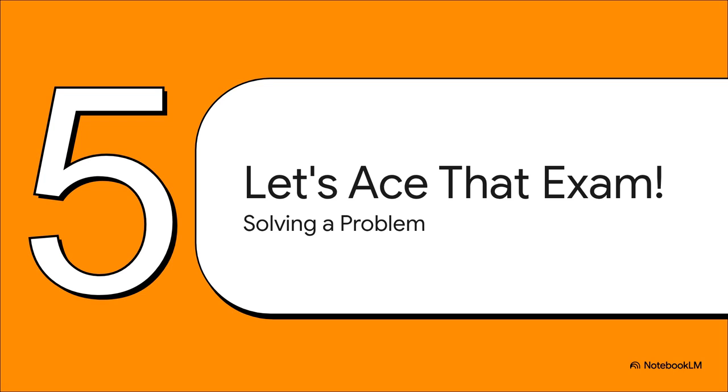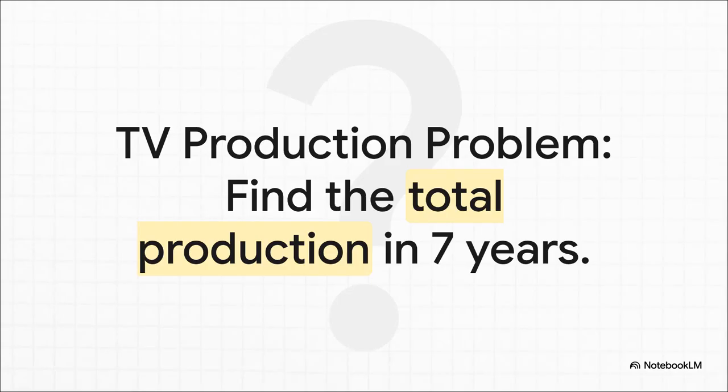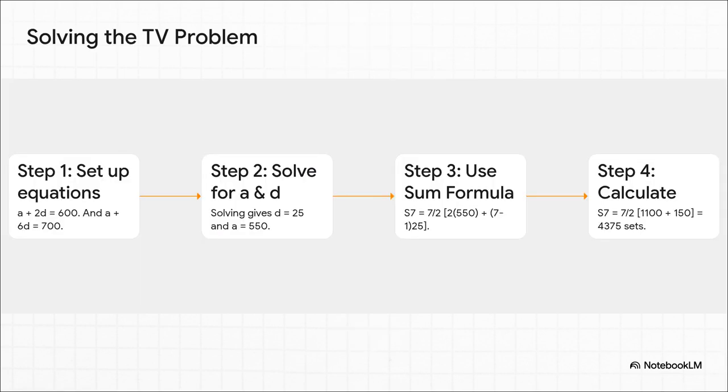Chalo, now it's time to put everything together. Let's ace that exam. Let's see how we can solve a typical exam question with full confidence. Okay, look at this question. A TV maker produced 600 sets in the 3rd year and 700 sets in the 7th year. How many sets did they produce in the first 7 years in total? Now, this looks tricky, I know, but it's not. We are given two terms, and we need to find the total sum. We can do this. Let's see how we solve this.